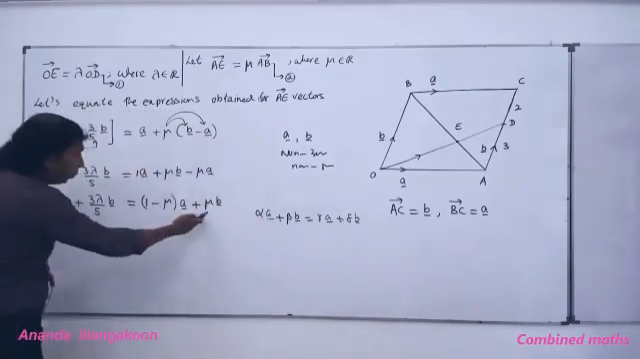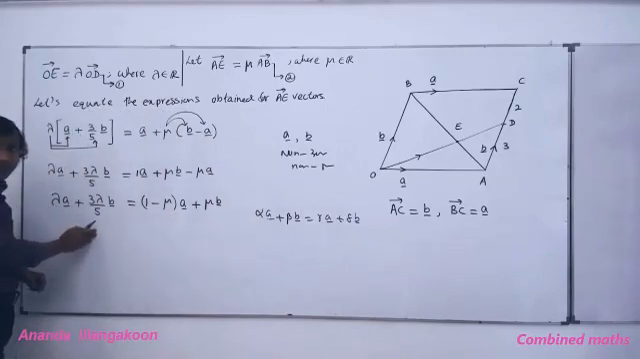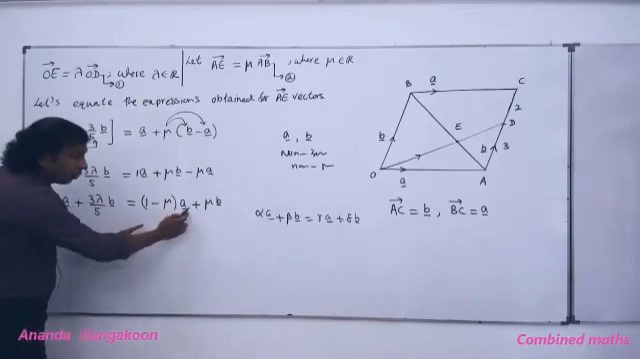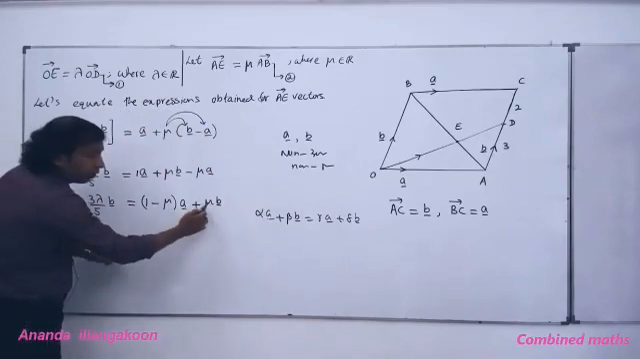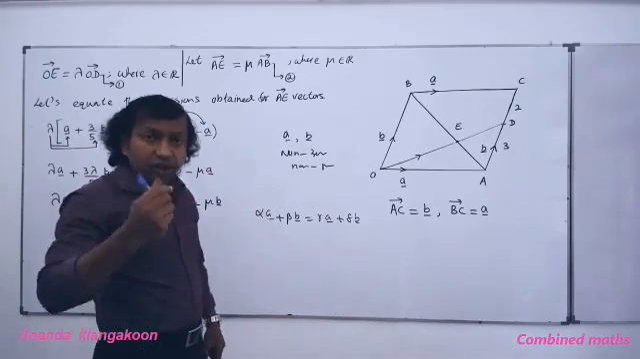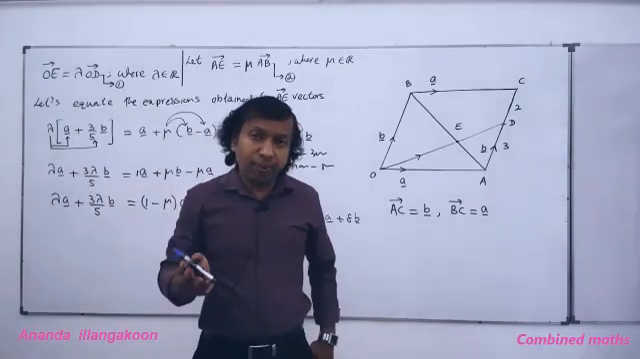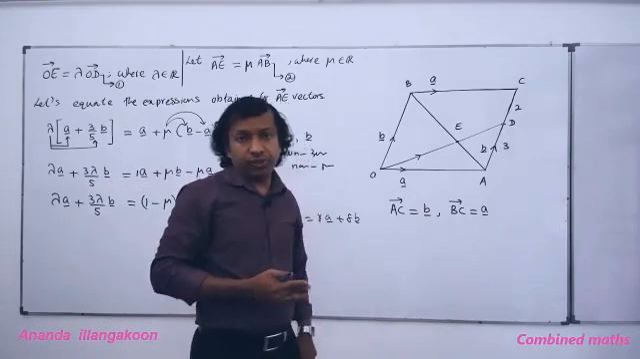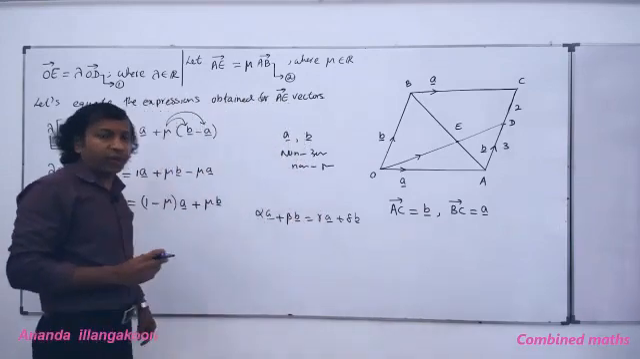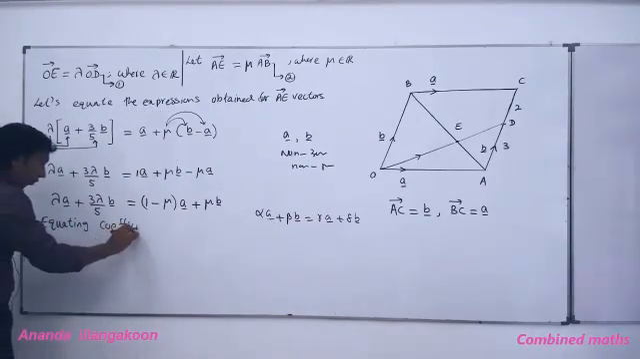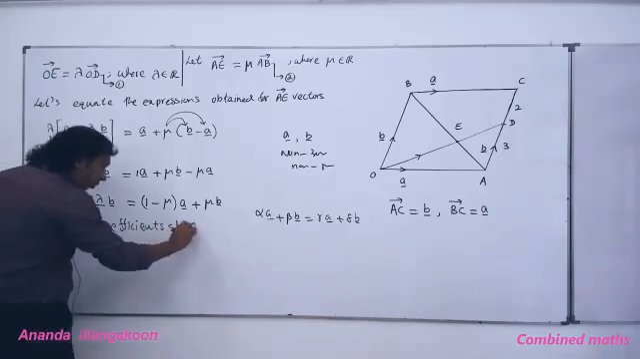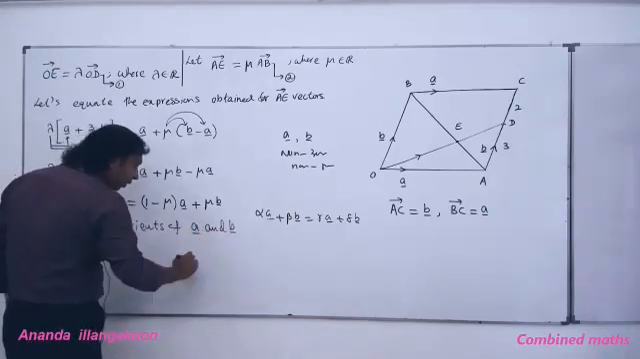So in order for this vector equation to be true, the left hand side coefficient of vector a should be equal to the right hand side coefficient of vector a. The left hand side coefficient of vector b should be equal to the right hand side coefficient of vector b. Thereby you can draw two simultaneous equations involving lambda and mu, so then we can find lambda. This is equating coefficients of vector a and vector b.